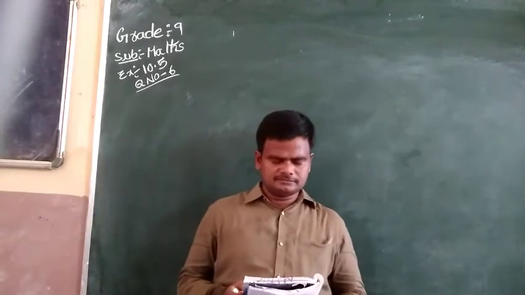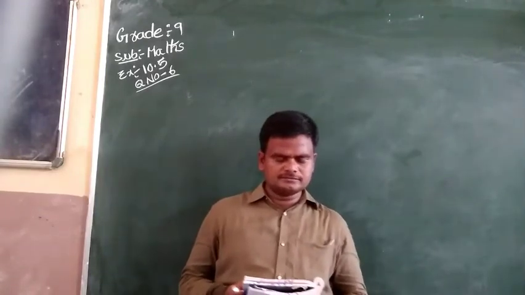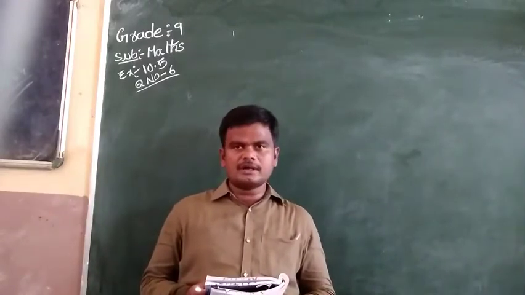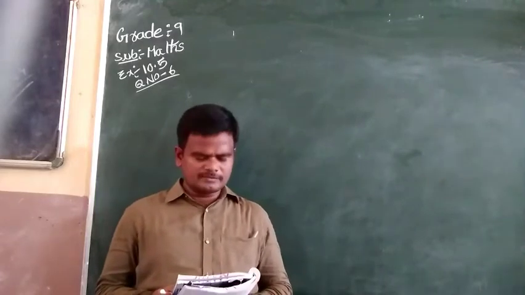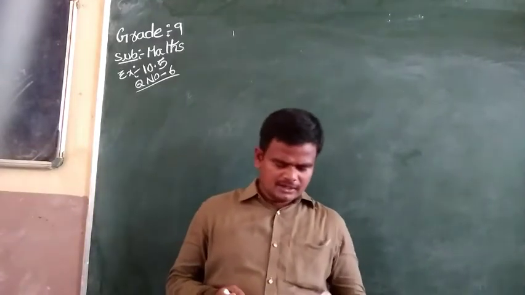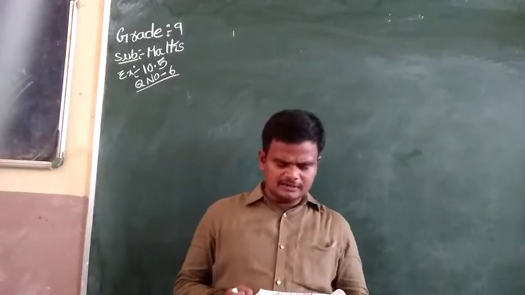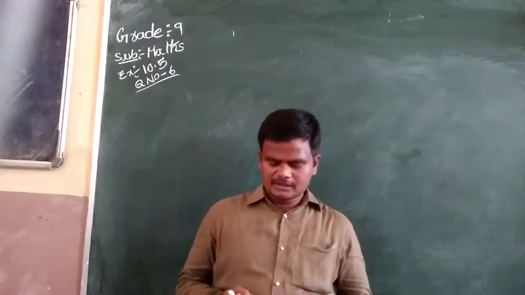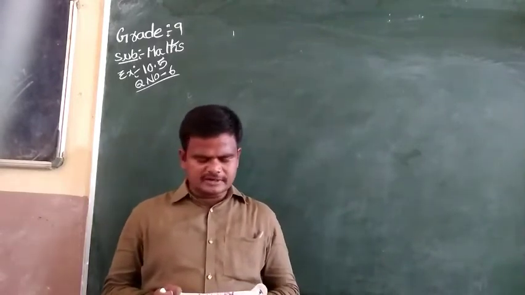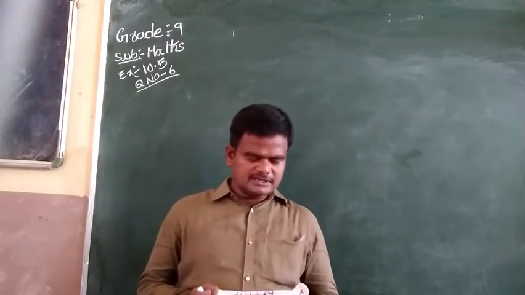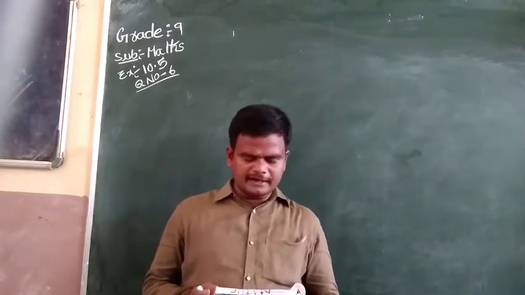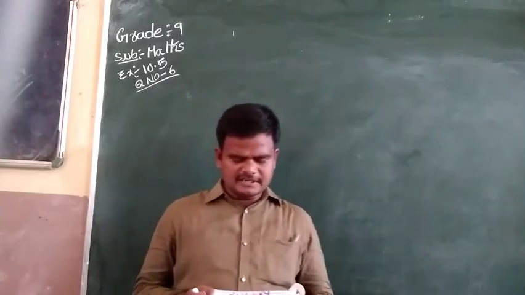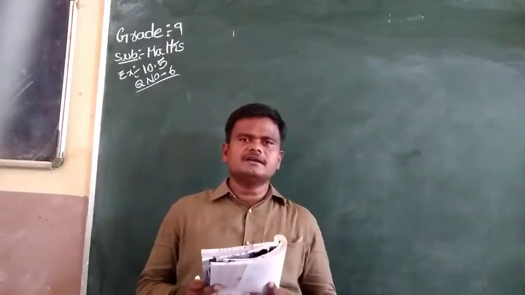Yesterday we completed exercise 10.5 up to 5th problem. Now I am going to explain 6th problem. It is given that ABCD is a cyclic quadrilateral whose diagonals intersect at a point E. If angle DBC equal to 70 degrees, BAC equal to 30 degrees, find BCD. Further, if AB equal to BC, then find ECD.